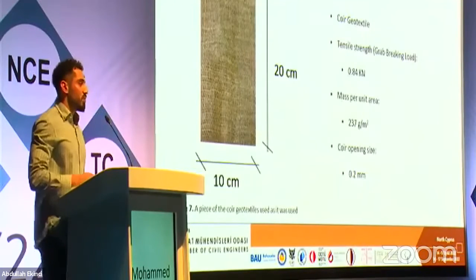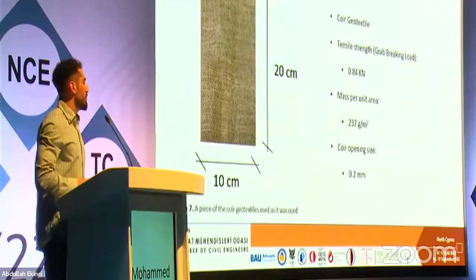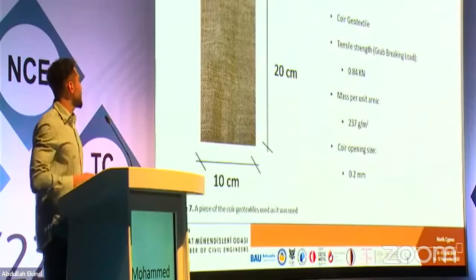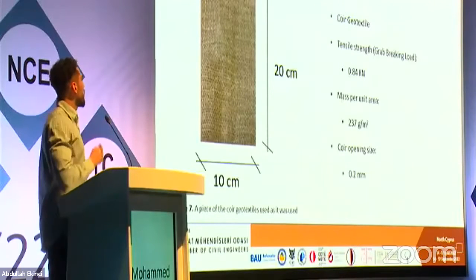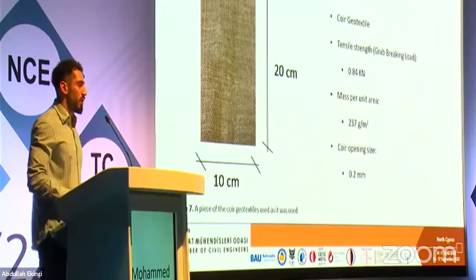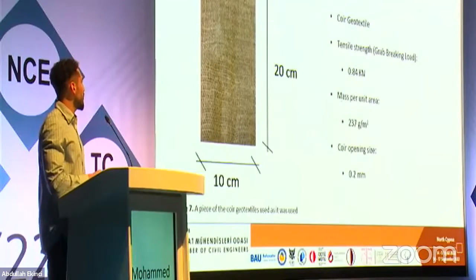This is the layer that we use. I will show the experimental procedure in a bit. We chose a 10 by 20 layer, and there we can see some of the properties of the coir that was used, supported by the tensile strength.